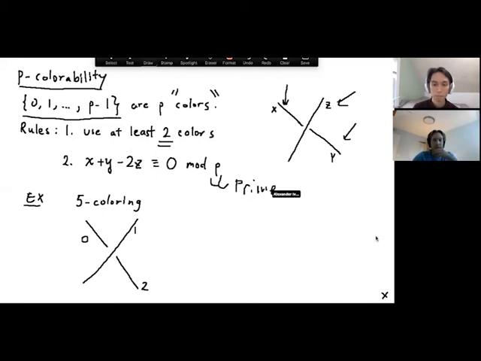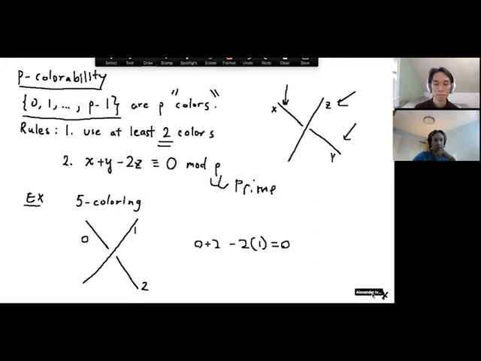Okay, cool. So let's look at maybe an example of how this coloring might look. So here on the left, we have an overstrand of 1, and the two understrands are labeled 0 and 2. So we can check rule 2. We have 0 plus 2 minus 2 times the overstrand, which is 1. And oh, this is equal to 0, which is exactly what we wanted. So this is a valid way to 5-color a single crossing point.